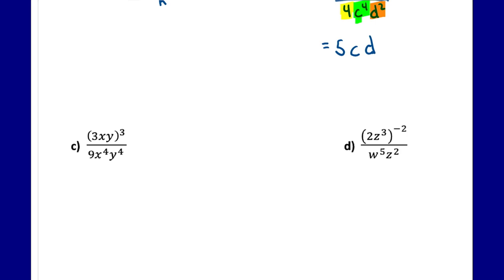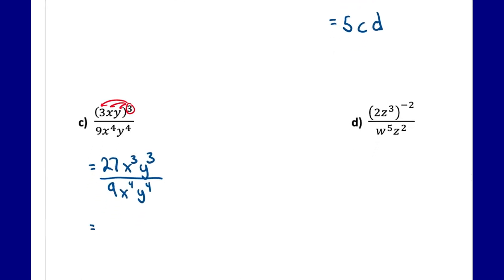Another example in C, same idea. We're going to simplify the numerator. The denominator is already simplified, so I don't need to worry about that. 3 to the power of 3 is 27. X to the power of 1 to the power of 3, x to the power of 3, we're multiplying, and y to the power of 3. This is all divided by 9 x to the power of 4 y to the power of 4. So when I simplify this, I'm going to focus on similar parts: my coefficients, my exponents with x, and my exponents with y.